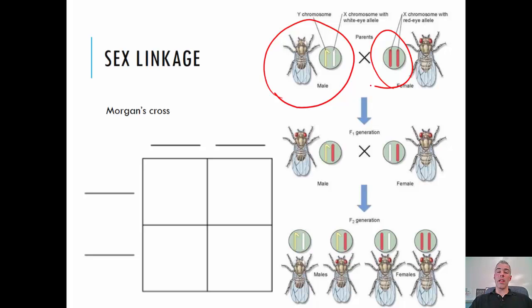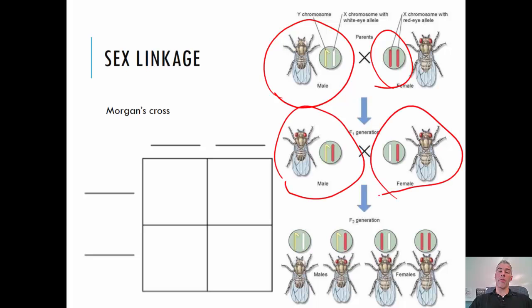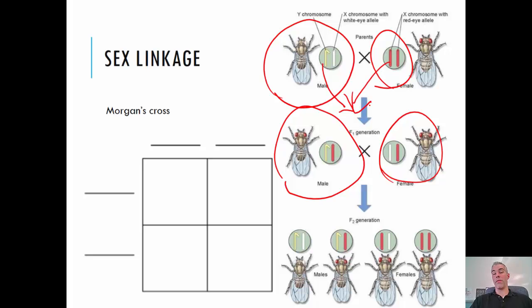In the F1, we ended up getting males and females that all had red eyes. Now this makes sense, right? Because the female gives a red allele, and the male gives a white allele to the females, to get this situation. For the male, the father has to give the Y chromosome only, and the female gives a red version of the X, and as a result you get a male that has red eyes. So in this case, all of them have red eyes.